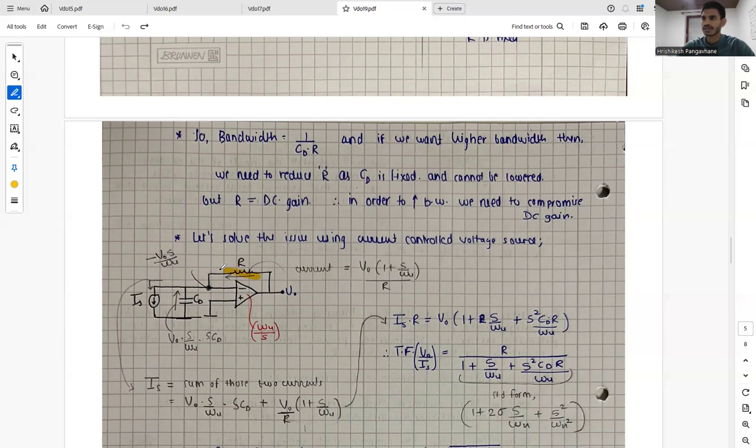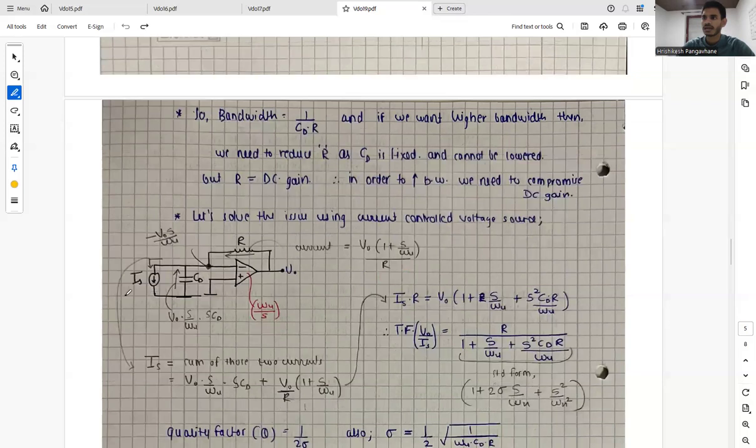So what will happen? There is this current and there is this current. Basically, this current is equal to V naught by R plus V naught S by, means this voltage, divided by R. So the total voltage is this voltage minus this voltage divided by R, and due to the minus sign we have V naught (1 plus S by omega u) divided by R. And this current is nothing but this voltage divided by the impedance due to CD, which is V naught S by omega u, this voltage multiplied by SCD.